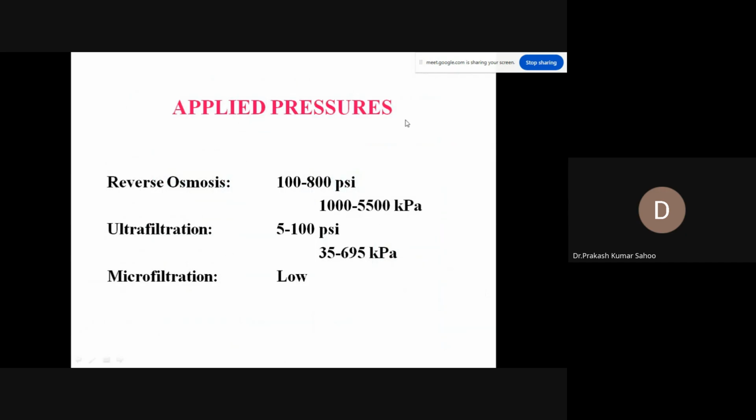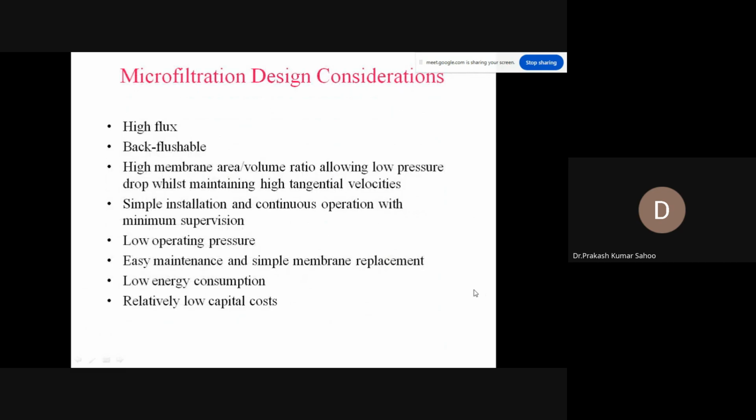So these are some applied pressures which are applicable to different separation techniques based on membrane separation. In reverse osmosis we have 100 to 800 psi, that is equal to 1000 to 5500 kPa, that is kilopascal. Ultrafiltration is 5 to 100 psi, and microfiltration is very low pressure. So microfiltration has very high flux.